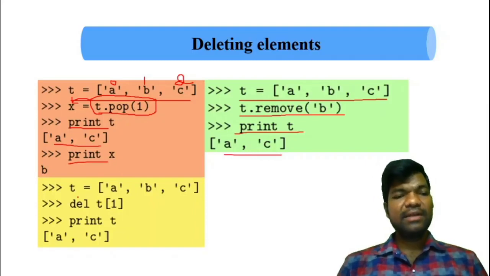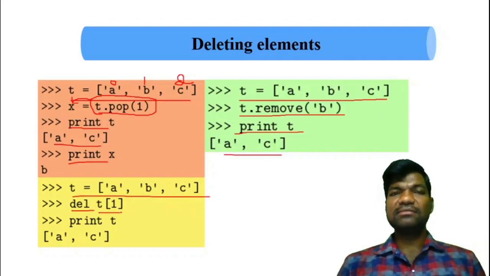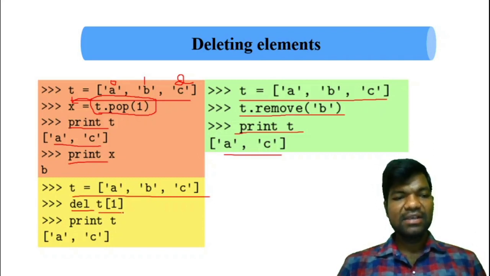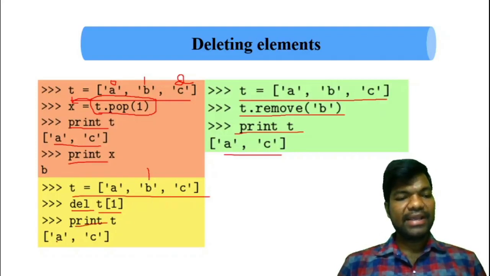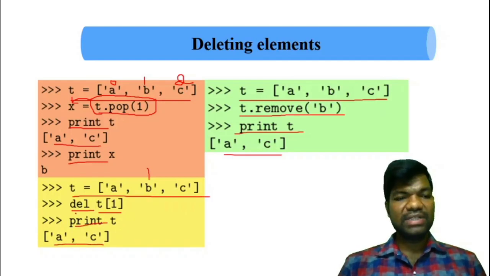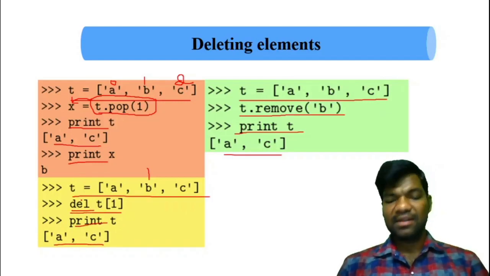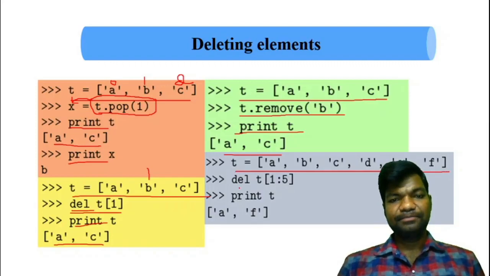Next, coming to another one. Same example, A, B, C list. Use del, that is delete T of 1, by specifying the index. So you are deleting the element at one index. Now print T, A and C. B is not there because you deleted it. This is another method.